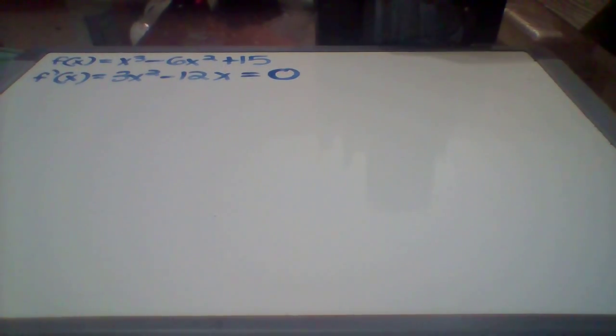So in order to do the first derivative test, I'm going to have to set the first derivative equal to 0. I'm trying to find the critical points that will help me solve the rest of the problem. So when I do this, if I take the GCMF out, the greatest common monomial factor, 3x, I'm left with x minus 4.